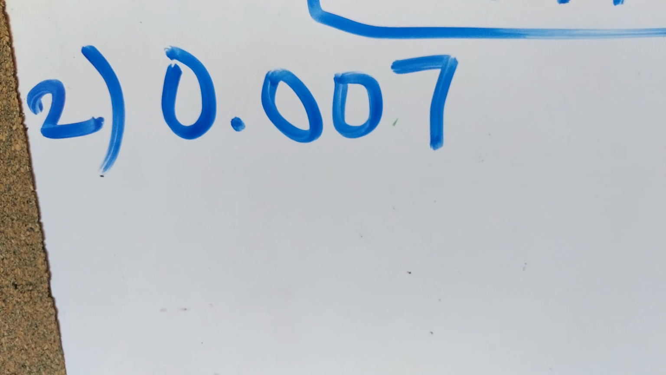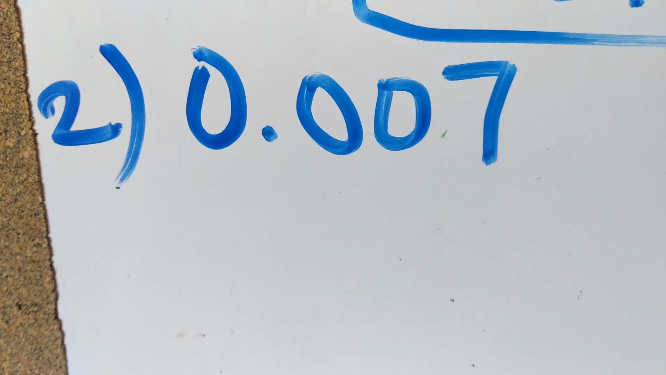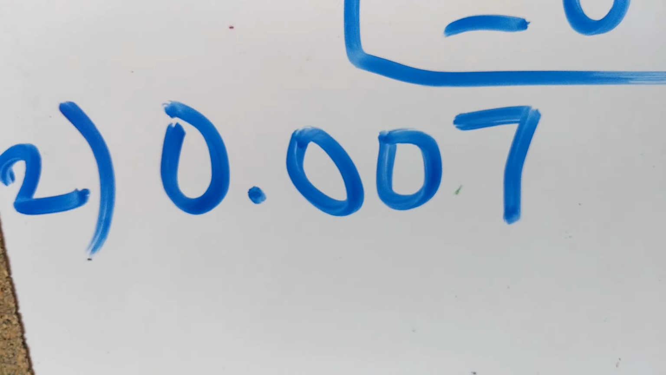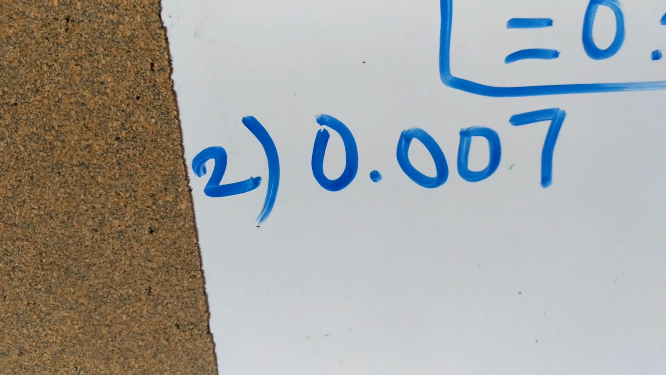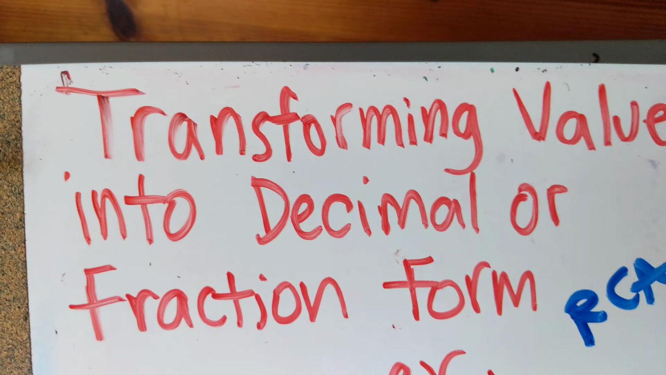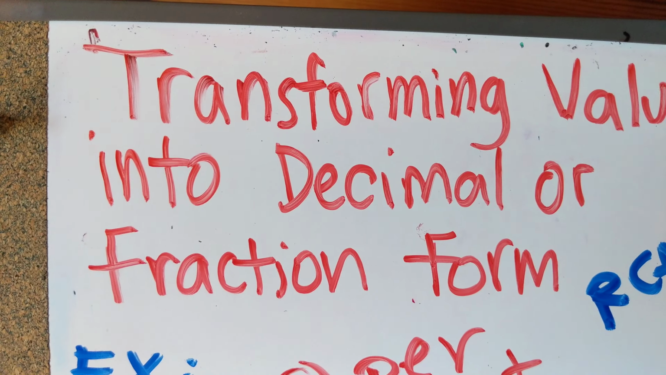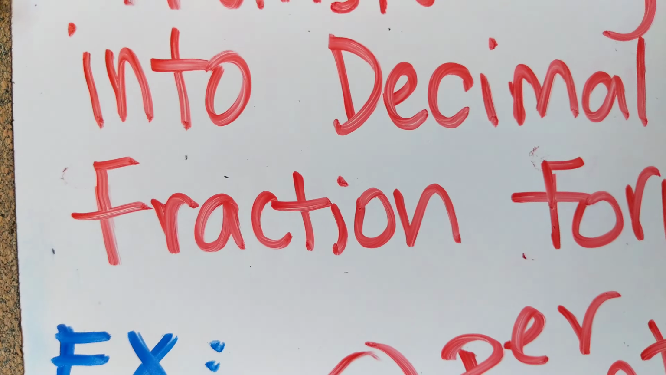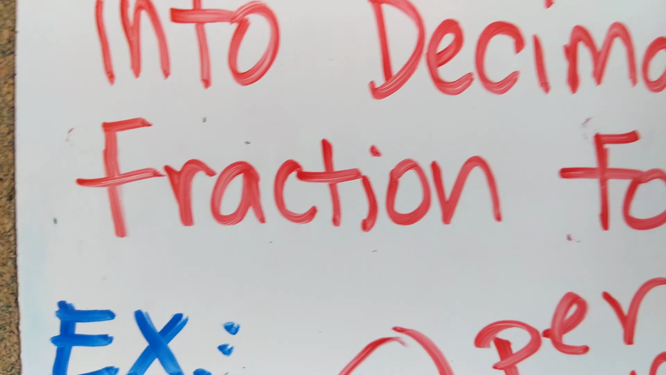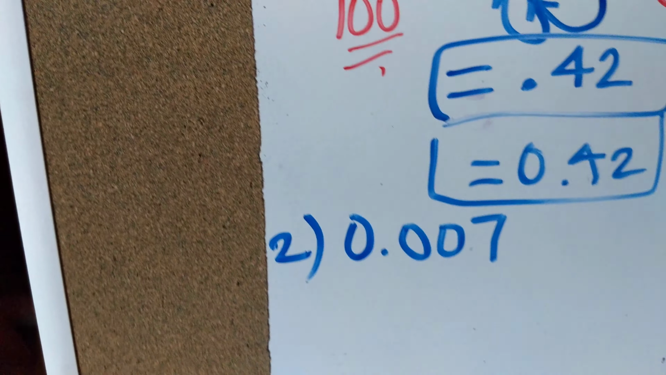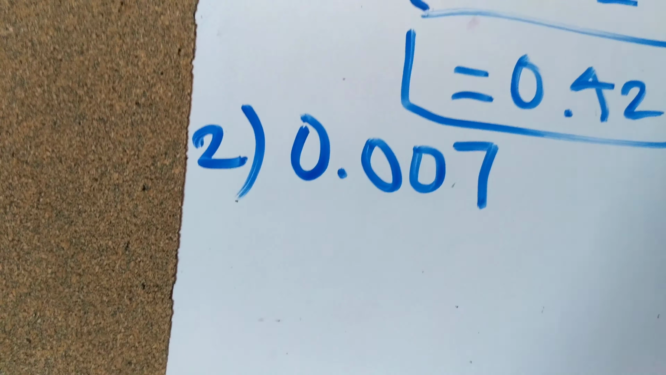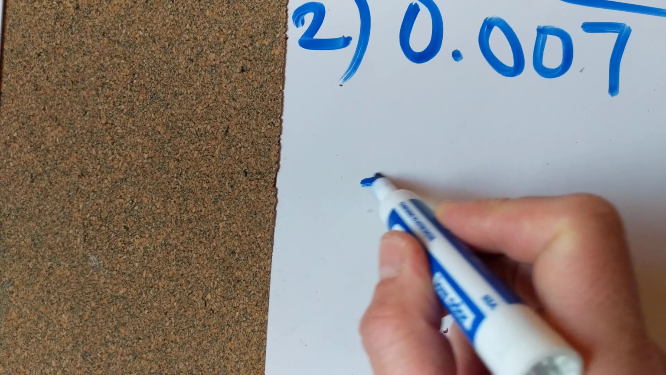Another example, example number 2. Let's say we have 0.007. This is a decimal. So as per the directions, we have to transform it into a decimal, but this is already a decimal. So therefore, we have to transform it into a fraction because it says or fraction. So we're gonna transform this into a fraction. And this is how you do it.